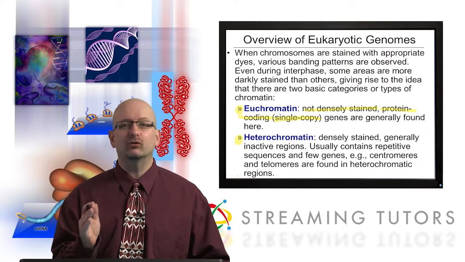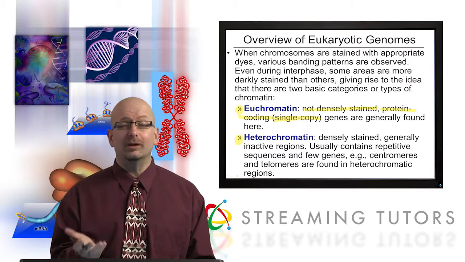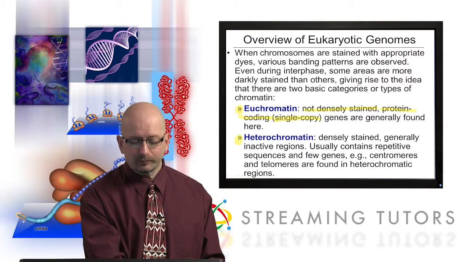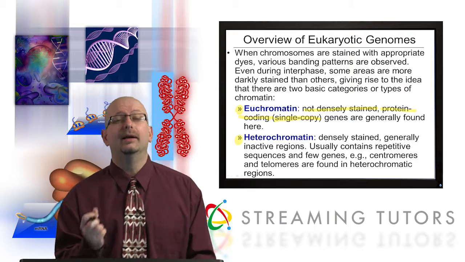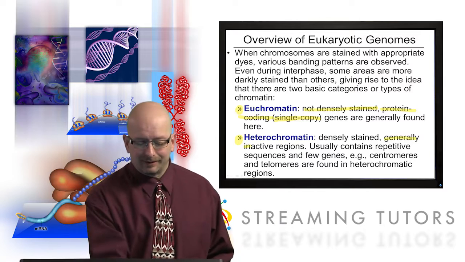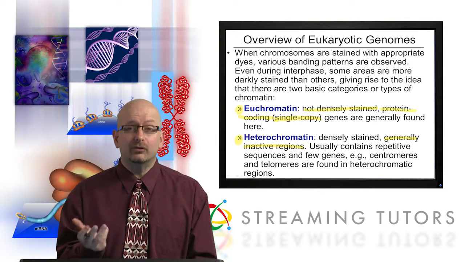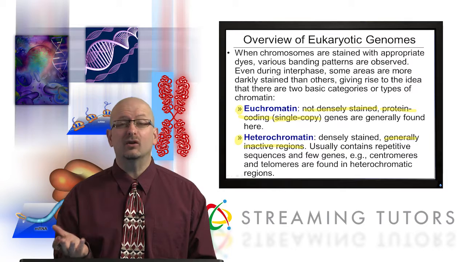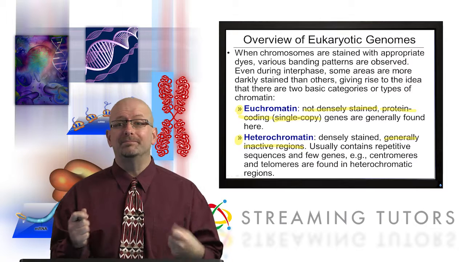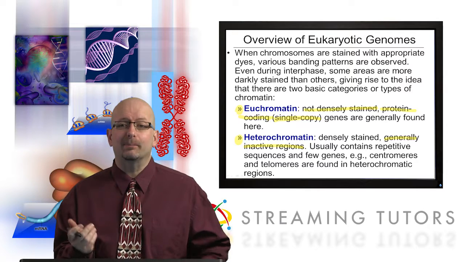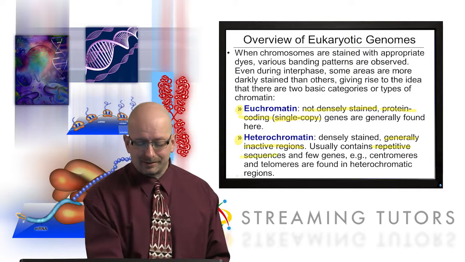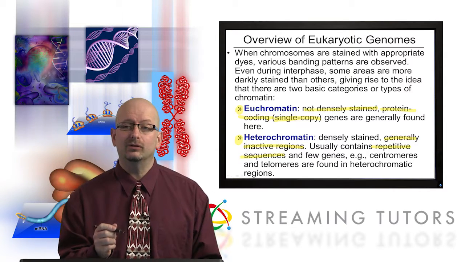If you had to make a real simple one-to-one correlation, we would say that protein coding genes are found in euchromatin or vice versa. Whereas heterochromatin, on the other hand, is very densely stained, which implies that it's compacted, and that also implies that it's an inactive region. Now, that doesn't necessarily mean it does nothing functionally. It's inactive in the sense that it's not getting transcribed, and replication's not occurring at that particular point.